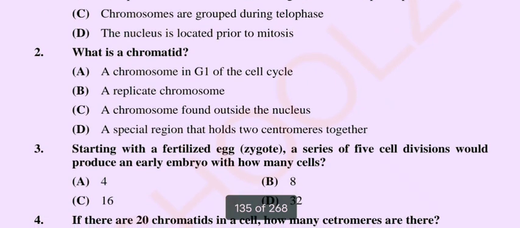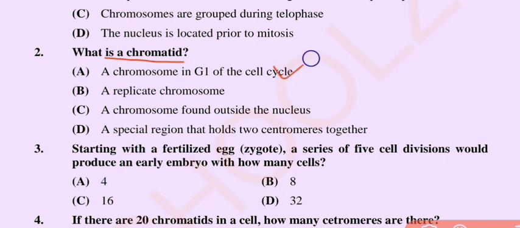Question number 2. What is a chromatid? Option A, a chromosome in G1 of the cell cycle. Option B, a replicate chromosome. Option C, a chromosome found outside the nucleus. Option D, a special region that holds two centromeres together. So the correct option is option A, a chromosome in G1 of the cell cycle.